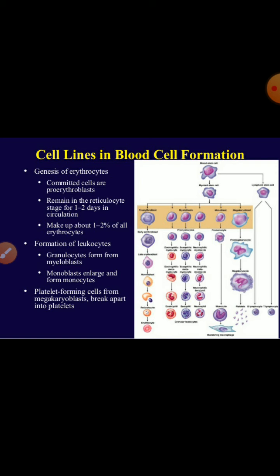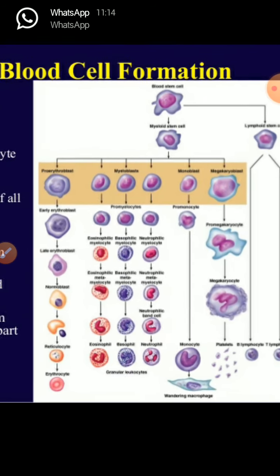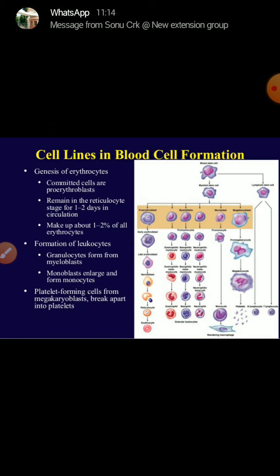Now we discuss the cell lines, that is, the genesis of erythrocytes. As you can see in the diagram, there are different types of erythrocytes. First of all there are proerythroblasts, which are committed cells. They remain in the reticulocyte stage for 1 to 10 days, 2 days in circulation. They make up about 1 to 2% of all erythrocytes.